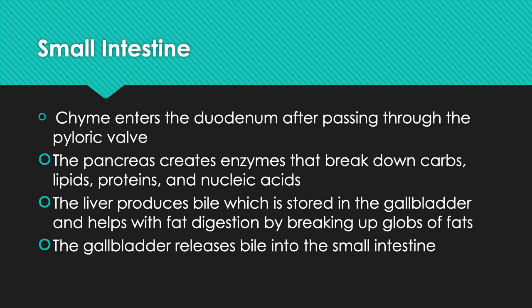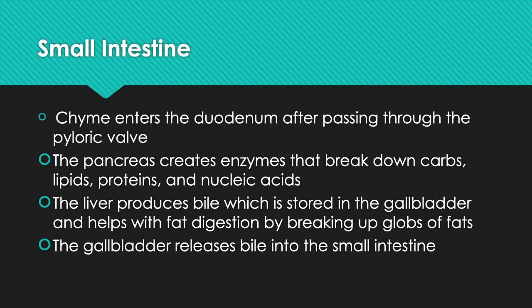All right, so after our snack moves out of our stomach, it's going to enter the small intestine. So let's talk about the small intestine. Chyme enters the duodenum after passing through the pyloric valve. That pyloric valve, located right in between the small intestine and the stomach, lets the chyme through into the duodenum. Okay, the duodenum is just the word for the start of the small intestine.